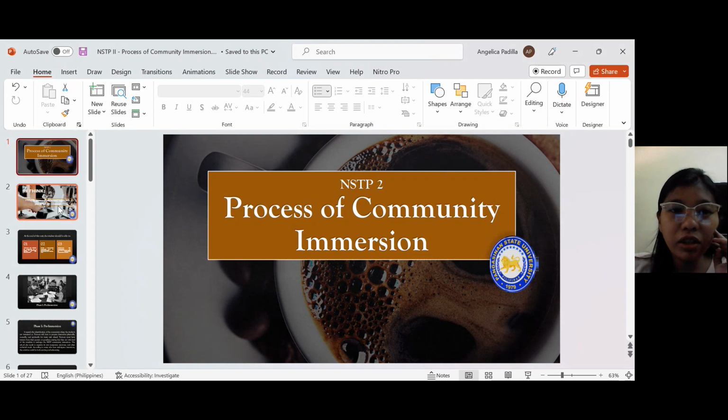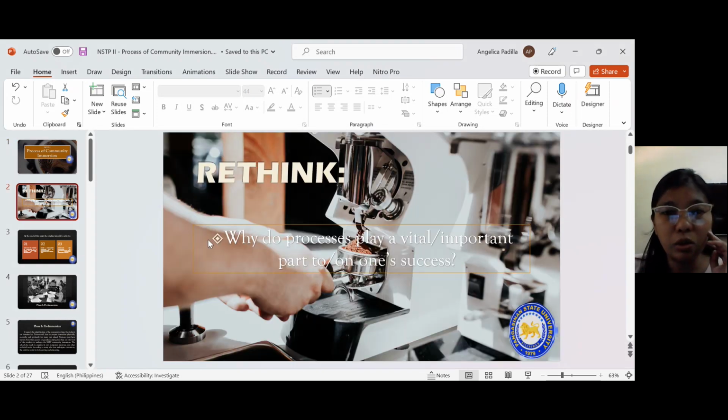I have here a question for all of you. I hope you'll answer this and just include this in your MS Teams. Why do processes play a vital or important part to one's success? So what do you think makes a project successful? Of course, because of the processes, because of the steps. You can't do it just by a snap of a finger.